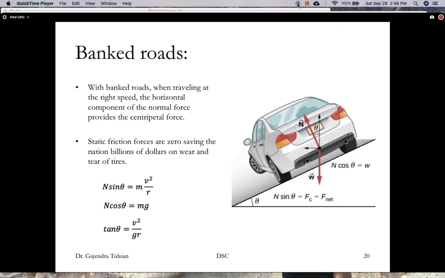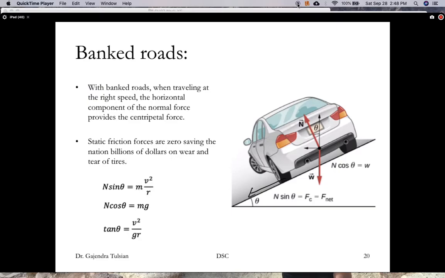And this component of the normal force, N sin theta, is providing the centripetal force for that speed. So if you move faster than that, that component of the normal force is not enough. The value of the normal force is set by the weight of the car and the angle of the incline. So if you drive faster than that, then you'll actually end up needing a static friction force in this direction.